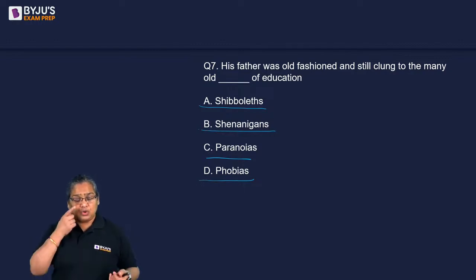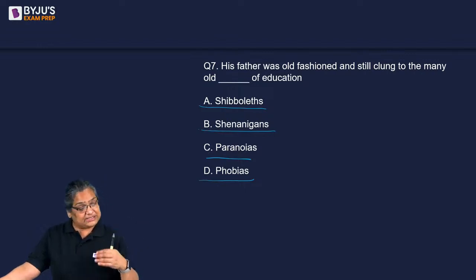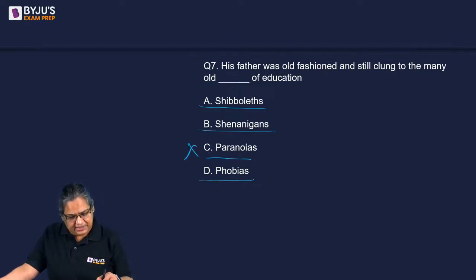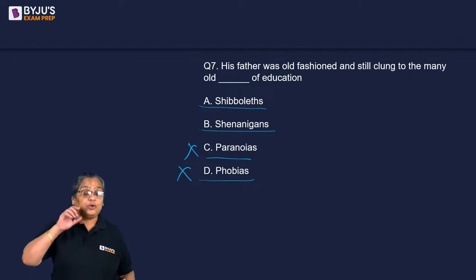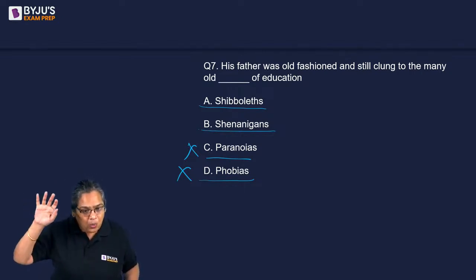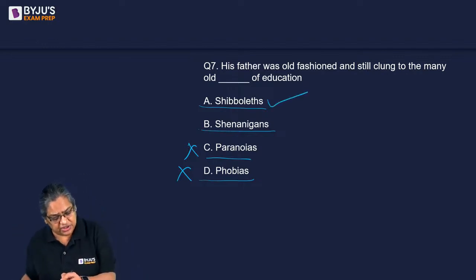You say, you know what? Today I felt all my classmates were laughing at me. And somebody would say, or all my teammates in office were laughing at me. Somebody else says, don't be paranoid. Right? So an unreasonable feeling that everybody is out to get you. That's paranoia. So it cannot be this, and it can't be paranoia of education, cannot be phobia of education, because he's old fashioned. He is likely to stick to the old rules and customs and traditions, which is shibboleth.